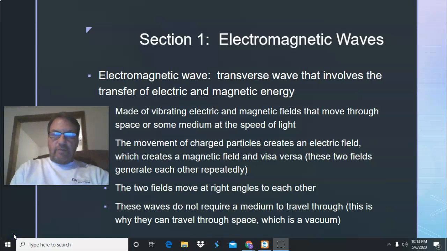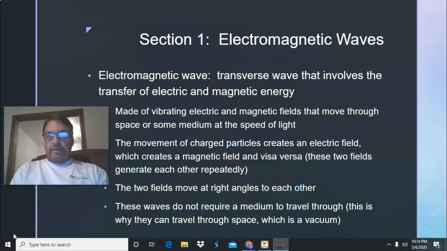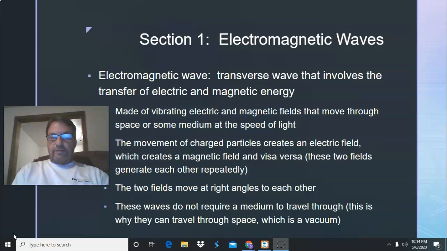The electromagnetic wave, on the other hand, is a transverse wave that involves the transfer of electric and magnetic energy. It's made of vibrating electric and magnetic fields that move through space or some medium at the speed of light. The movement of charged particles creates an electric field, which creates a magnetic field, and vice versa. The two fields move at right angles to each other. And down here it says these waves do not require a medium to travel through. This is why they can travel through space, which is a vacuum.